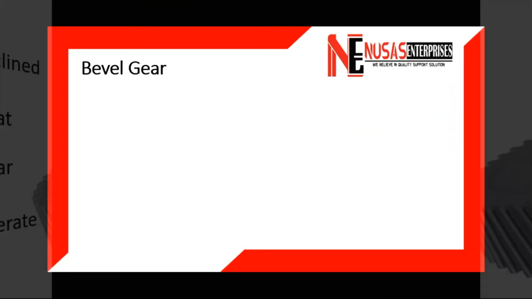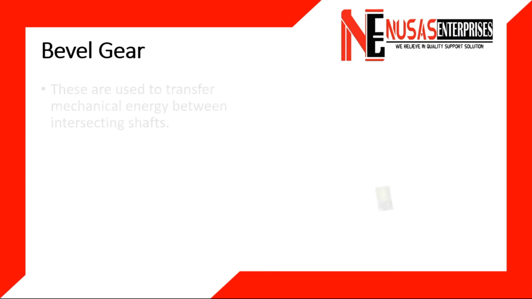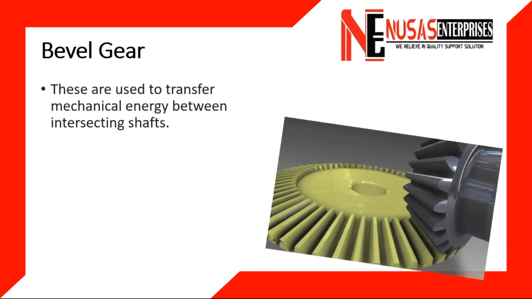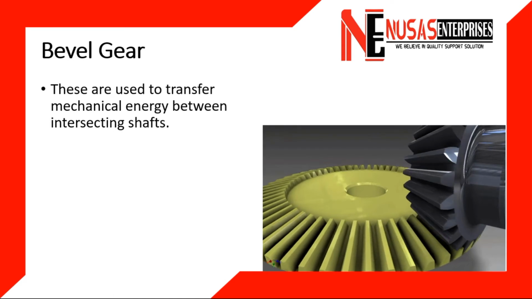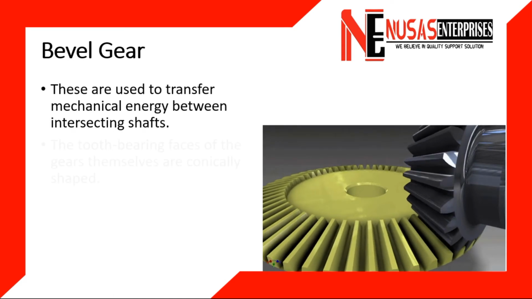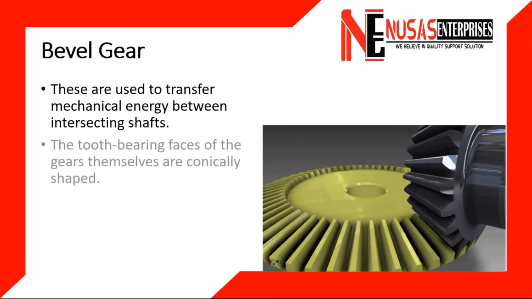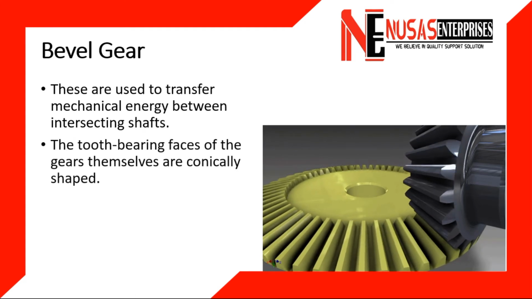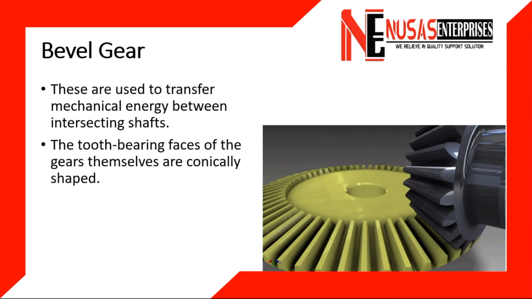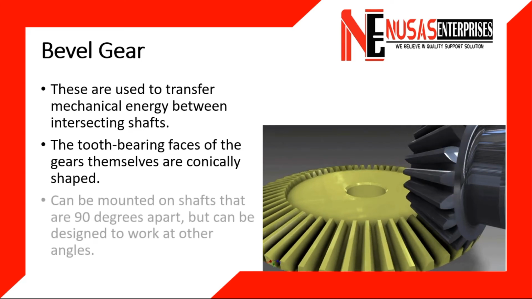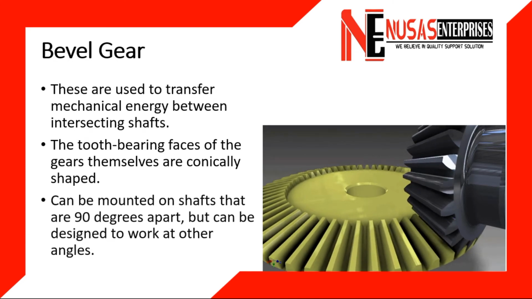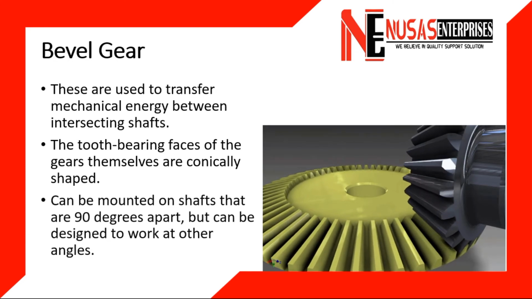Number 3. Bevel gear. Bevel gears are toothed rotating machine elements that are used to transfer mechanical energy between intersecting shafts. These are used where the axes of the two shafts intersect. The tooth-bearing faces of the gears themselves are conically shaped. Bevel gears are most often mounted on shafts that are 90 degrees apart, but can be designed to work at other angles as well. The pitch surface of bevel gears is a cone as shown in this animation.